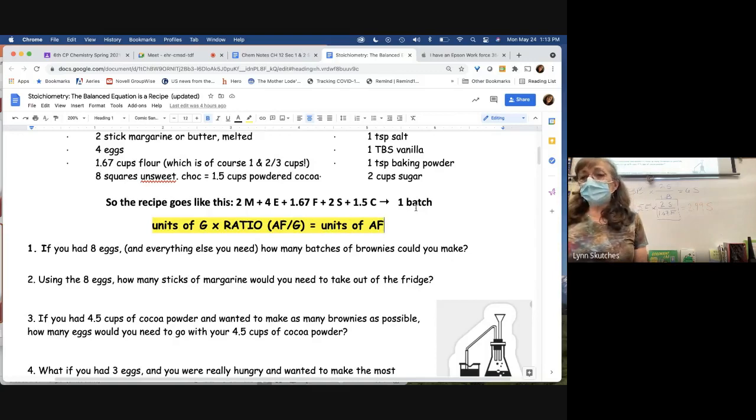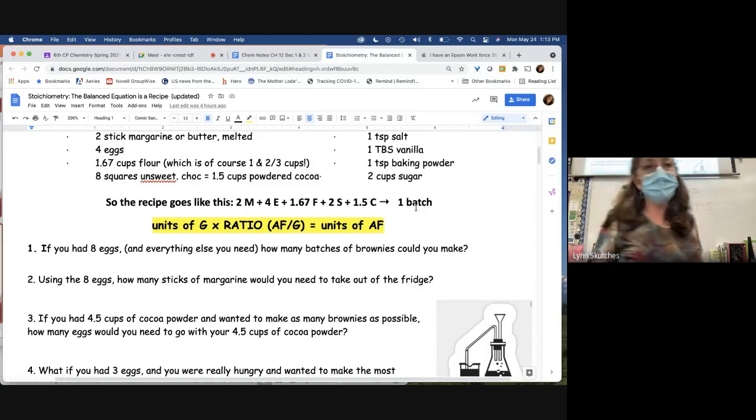Okay, we'll pick up tomorrow with the calculations on the next page, and hopefully we won't get through this whole packet, but we'll get through a couple of them.